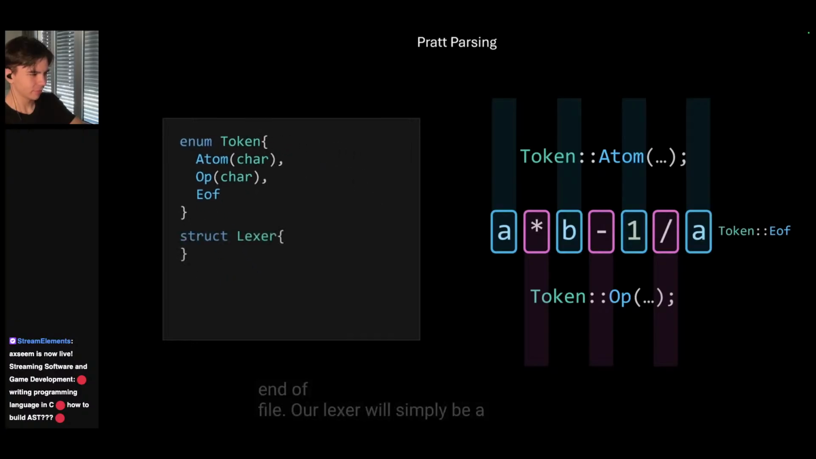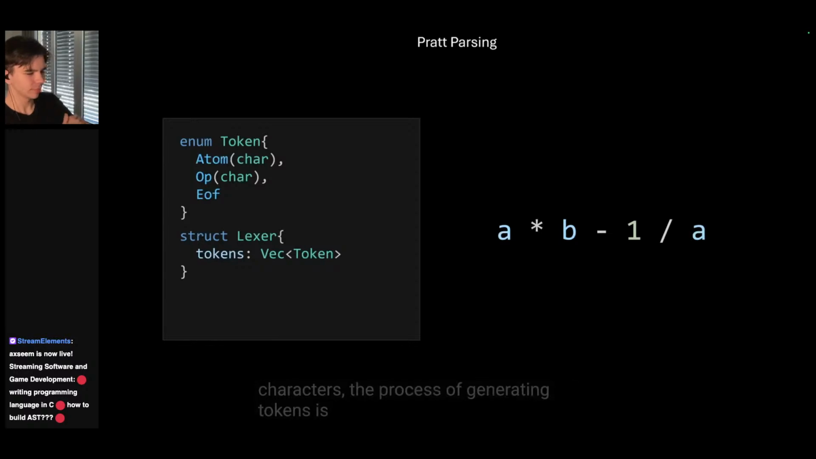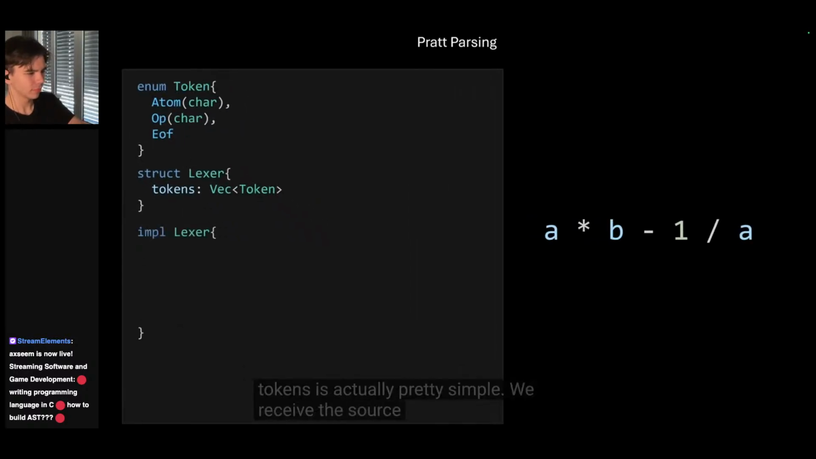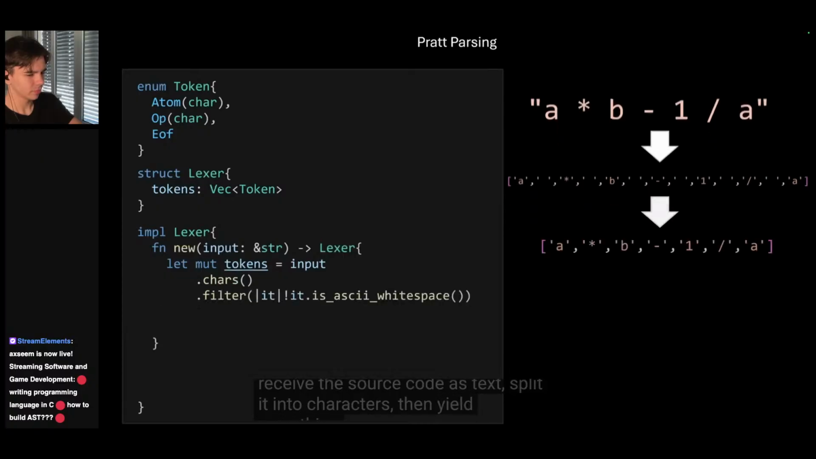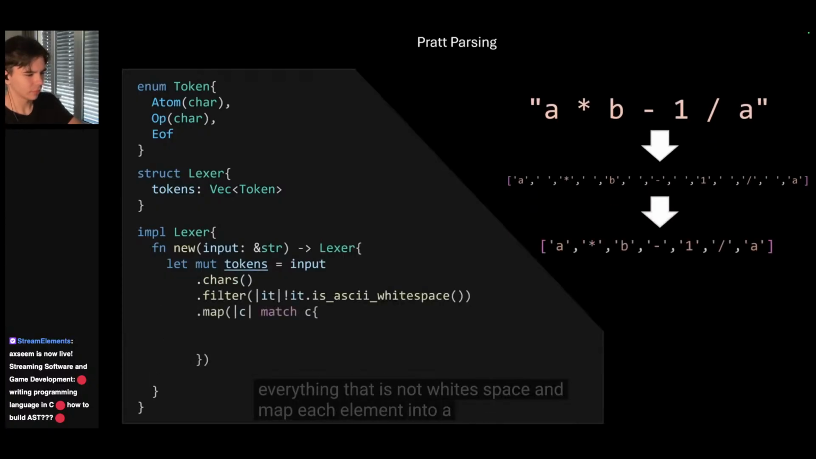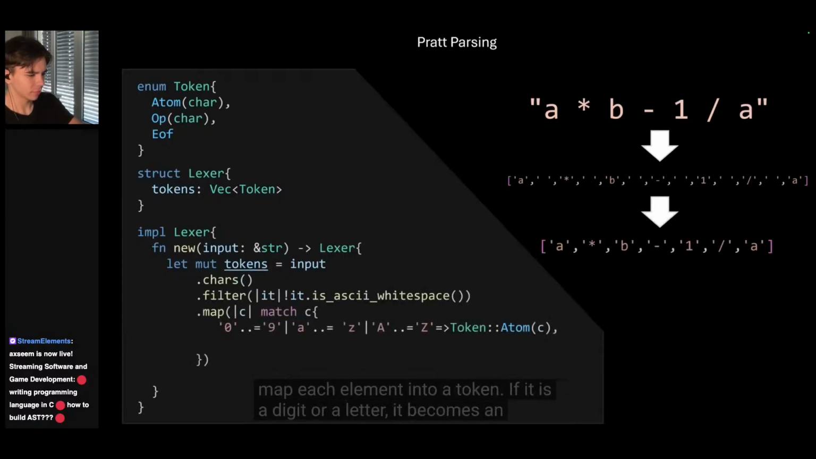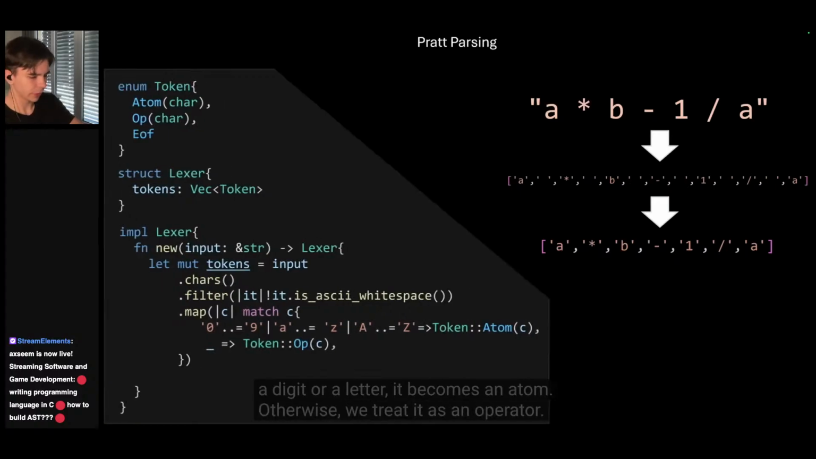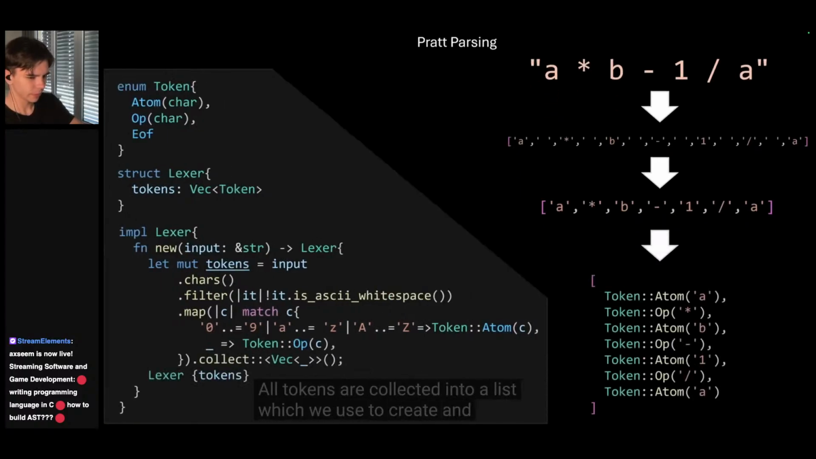Our lexer will simply be a structure that contains a list of tokens. Since we are working with single characters, the process of generating tokens is actually pretty simple. We receive the source code as text, split it into characters, then yield everything that is not white space, and map each element into a token. If it is a digit or a letter, it becomes an atom. Otherwise, we treat it as an operator. Makes sense. All tokens are collected into a list, which we use to create and return the lexer.